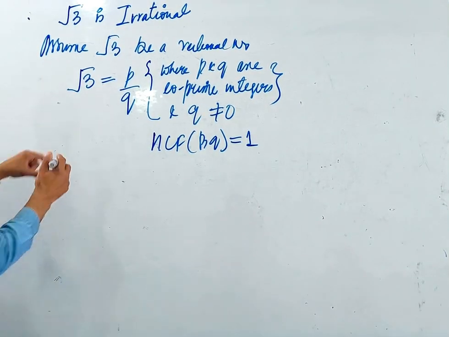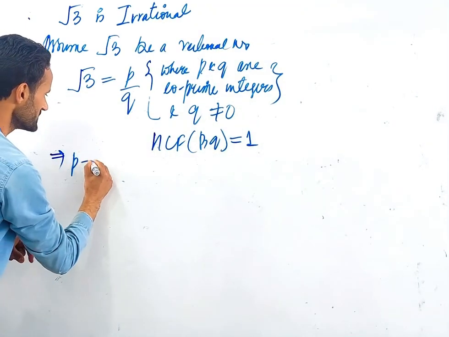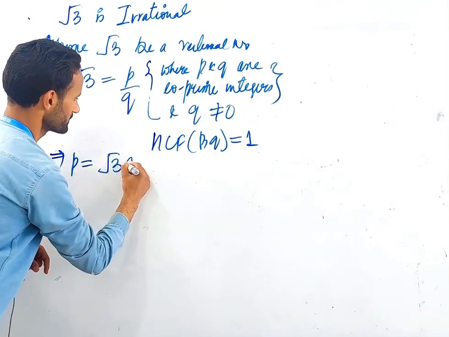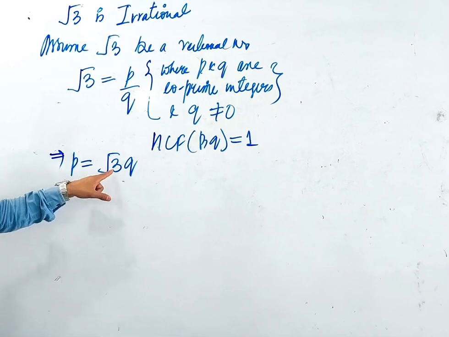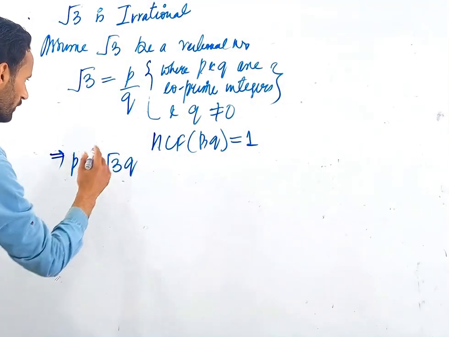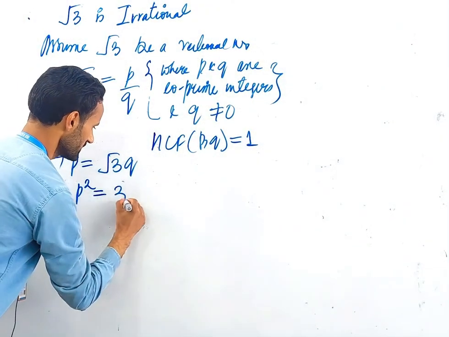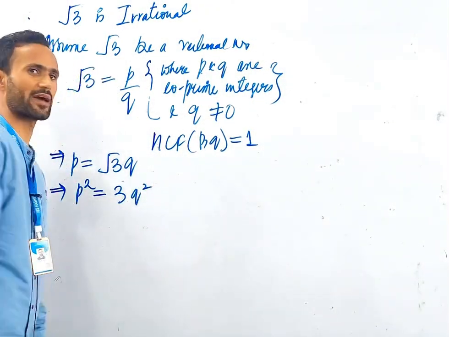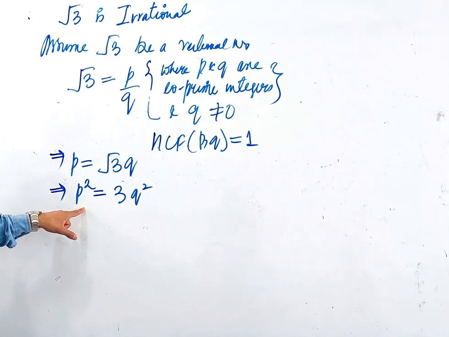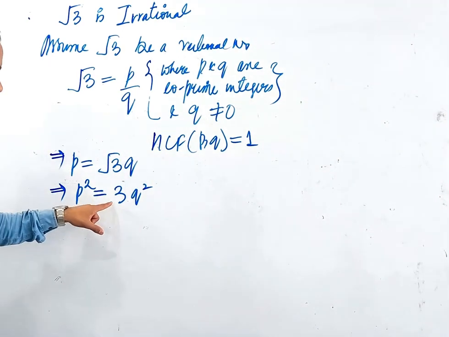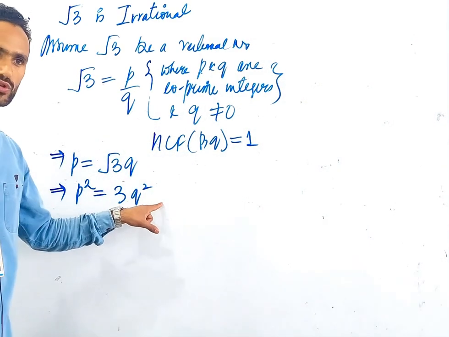After solving this, we get P is equal to root 3 Q. We have to remove this root, so we will take squaring both sides. We get P square is equal to 3Q square. At this step, we have written P square as a product of 3 and Q square.